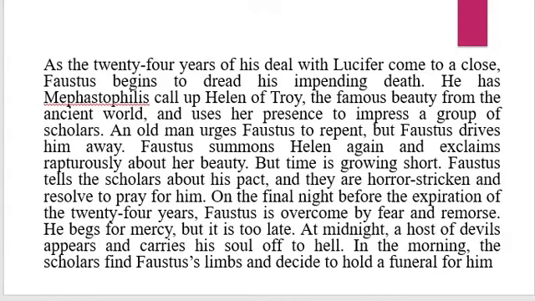As the end of the contract approaches, Faustus begins to dread his impending doom and has Mephistopheles call up Helen of Troy. Then, on the final night of his life, Faustus is overcome by fear and remorse, and he begs for mercy. As the clock strikes midnight, a group of devils enter Faustus' study to claim his soul. The next morning, his colleagues find his body torn limb from limb and decide to give him a proper burial.